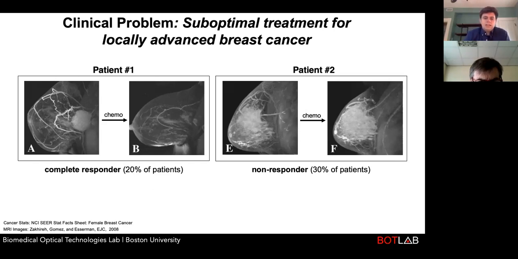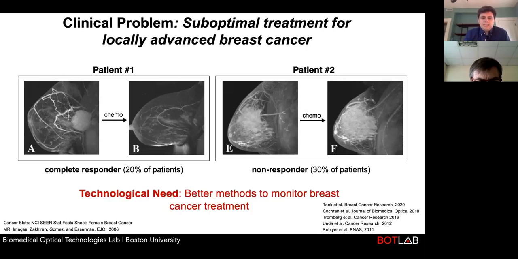And then the clinical unmet need is we need technologies that can help us monitor these patients in real time to determine who's responding and who isn't. And we don't have that technology at the moment. So this part of the talk is making the case that diffuse optics may be one way that we can monitor these patients in real time. And why would we want to do this?